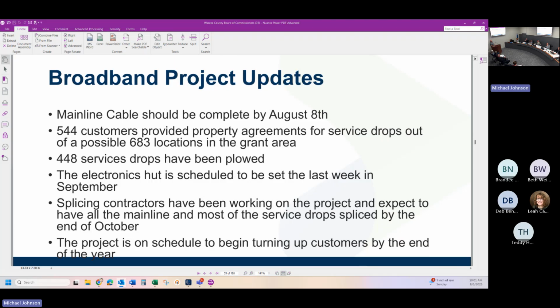There are 683 potential customers within the grant area. We got 544 of them to give us property agreements so we could bring a service connection to their homes. If you recall, we don't require that the customer actually take service from us. We just need permission from them to bring the cable to the side of their house.